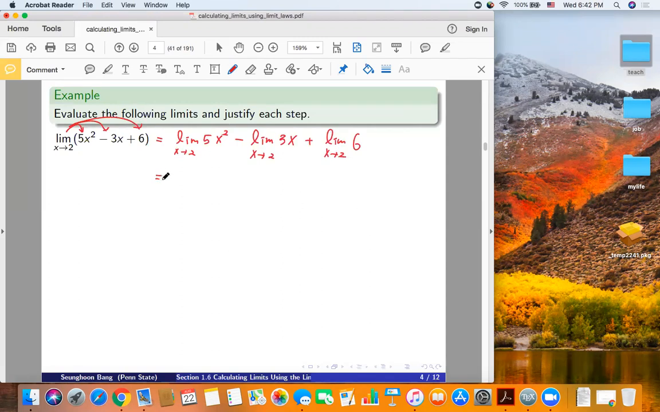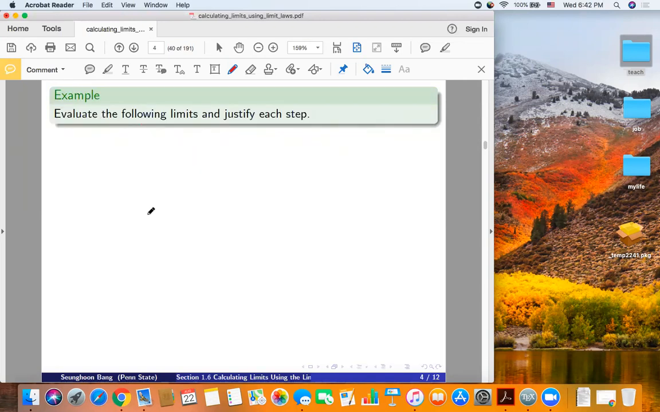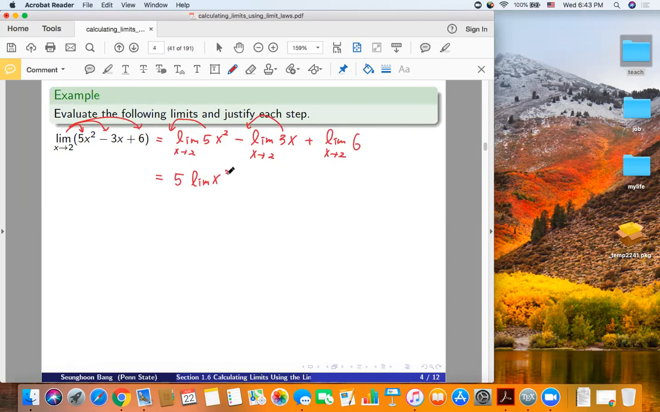The next step: we can use the third law. C is a coefficient, so always take it out. You can take out 5 and you can take out 3. So we have 5 times limit of x squared as x value approaches 2, minus 3 times limit of x as x value approaches 2, plus limit of 6 as x value approaches 2.